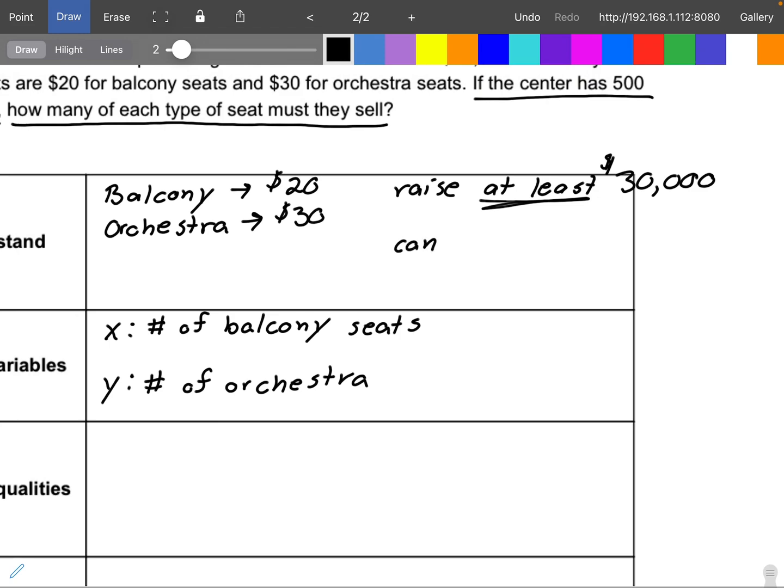So we can sell no more than 500 orchestra seats. So that's everything we know about this problem. So remember, no more than 500. So we can sell exactly 500 or we can sell less than 500, but we cannot sell more.